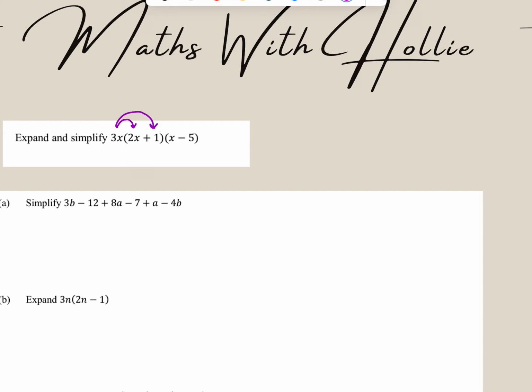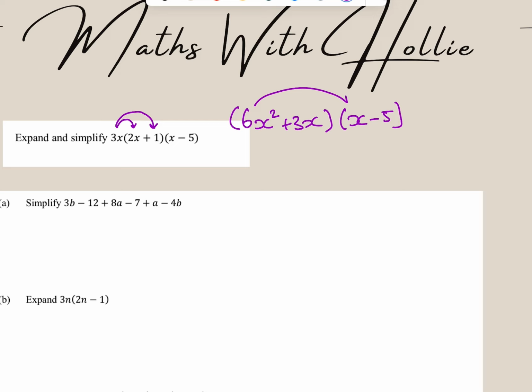So I'm going to deal with that bit first. So 3x times 2x is 6x squared. 3x times 1 is just 3x. And I'm going to put this in a bracket. And then I need to also times everything by x minus 5. Because you're multiplying, it doesn't really matter what order we do this in.